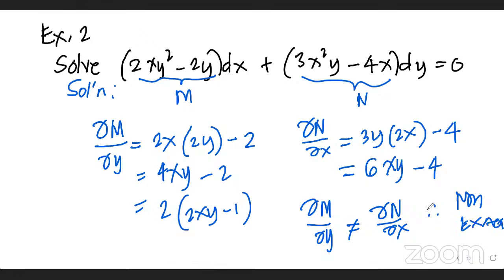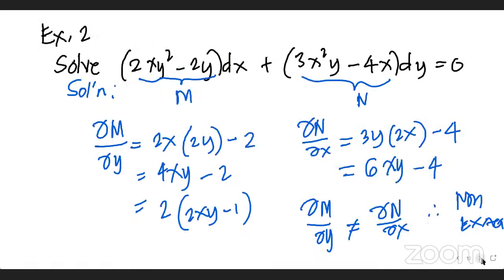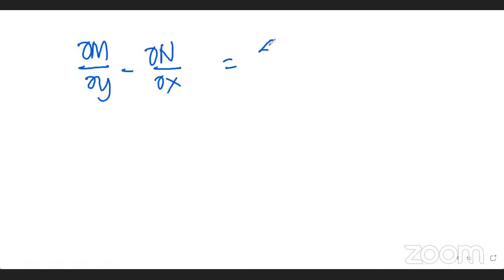So what you will do is try natin kunin yung difference. Baka sakaling makuha pa natin yung integrating factor at magiging exact yung ating DE once we multiply that integrating factor. Sige, pakitandaan. Take the difference first. So partial of M with respect to y minus natin sa partial of N with respect to x. Ano yung partial of M with respect to y? 4xy minus 2.